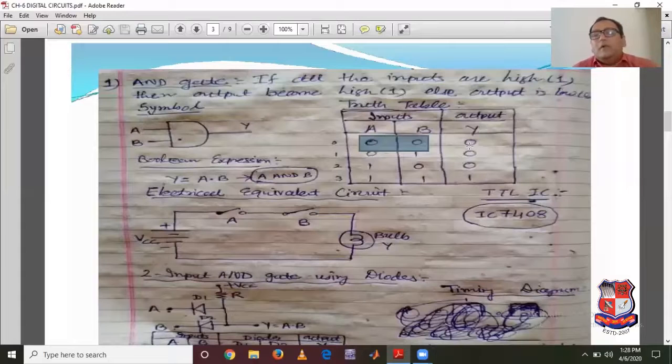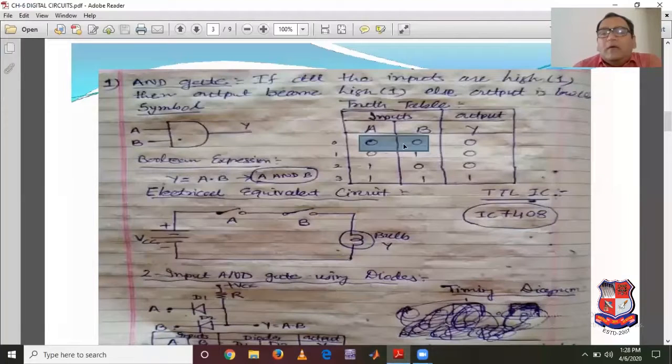So before that you must know the definition of the AND gate, or we can say the behavior of the AND gate. In the AND gate I told you that when all the inputs are high, in this case I can consider only 2 inputs, so all the inputs are high, output becomes 1, else output is 0.